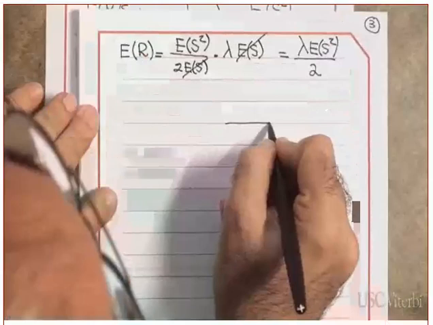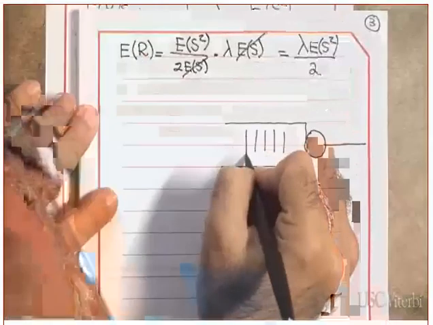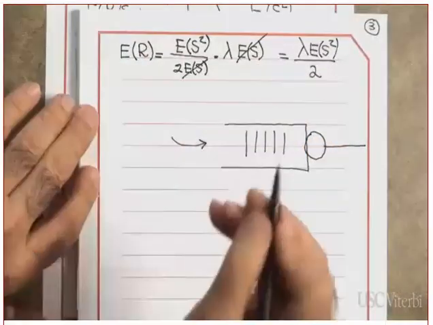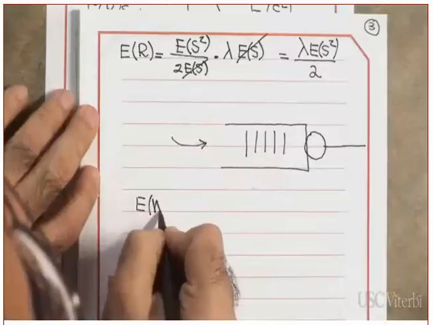Okay. Do I add the service time of the arriving packet? Why? Because I'm only interested in the waiting time. Clear? What's this in words? This is the average number of packets waiting ahead of whom? Ahead of this arriving packet.